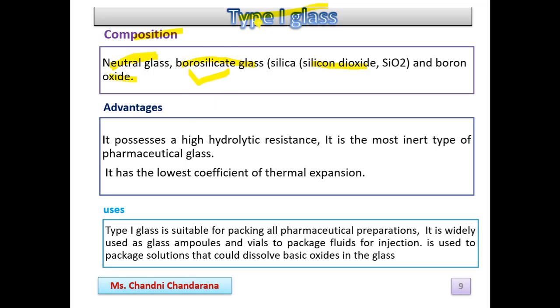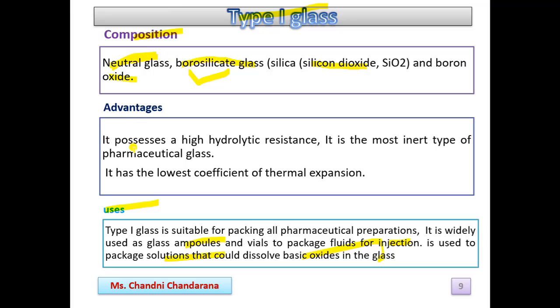What are the advantages of type 1 glass? First we will see what is the use of type 1 glass. So type 1 glass is suitable for packaging of all pharmaceutical preparations. It is widely used as glass ampoules and vials to package fluids for injection, and is used to package solutions that could dissolve the basic oxides in the glass. We can say type 1 glass is generally made up of borosilicate. So these are the uses of type 1 glass.